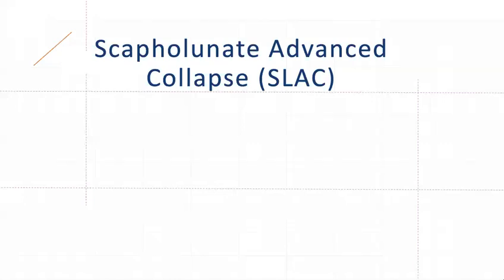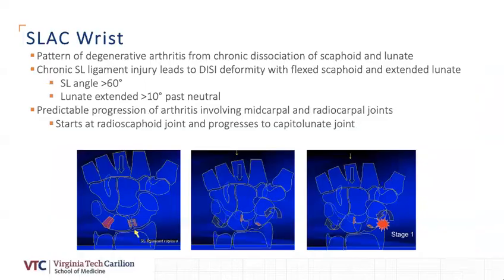So we'll start by talking about scapholunate advanced collapse, or SLAC wrist. Again, this is a pattern of degenerative arthritis that is a consequence of chronic dissociation of the scaphoid and lunate, so it's often seen in chronic SL injuries that lead to that DISI deformity we were just talking about. You'll get flexion of the scaphoid and extension of the lunate and triquetrum. On x-rays, you can diagnose this by seeing an SL angle greater than 60. This leads to a predictable progression of arthritis involving the midcarpal and radiocarpal joints. It starts at the radioscaphoid joint and then progresses to the capitolunate joint.